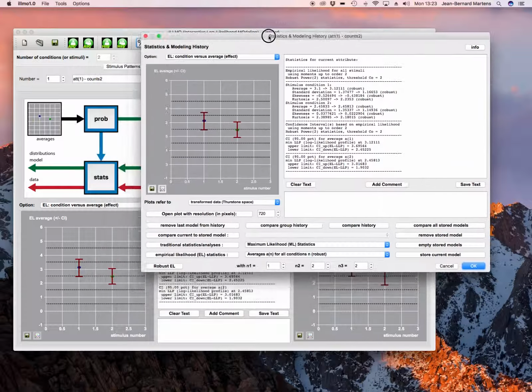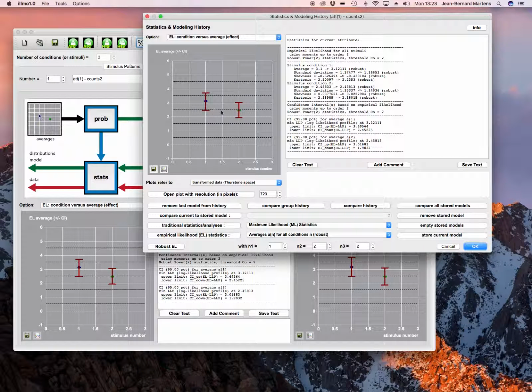the empirical likelihood. So we see again very little difference with what we found before, and also very little difference with the parametric results. Just showing that there are no extreme outliers. So in this case, it shows that parametric techniques actually work fairly well.